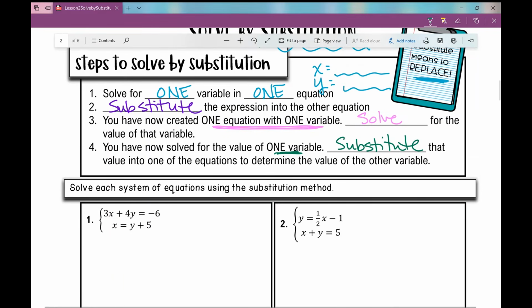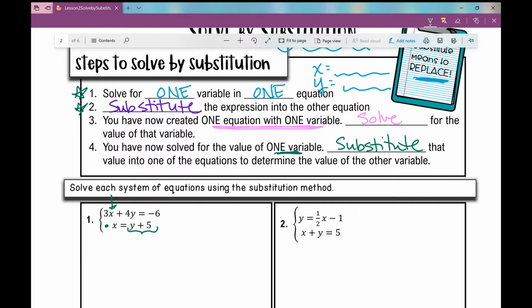So let's look at number one. The first thing we're going to do is solve for one variable in one equation. Well, what do you see here? I already have one variable solved for, so I don't need to rearrange an equation and get one variable all by itself. I already have that here. Step two says substitute the expression into the other equation. Okay, this is really a difficult concept for students. So if x equals y plus 5, anywhere I see x, I can replace it with y plus 5. So I see x right here.